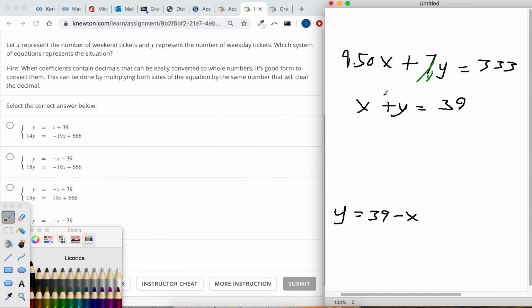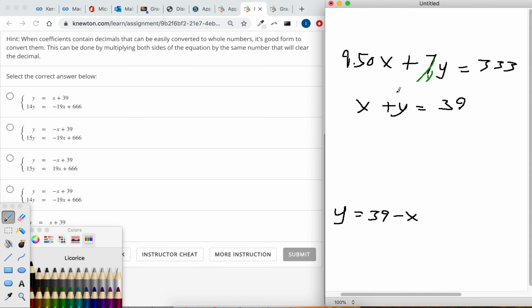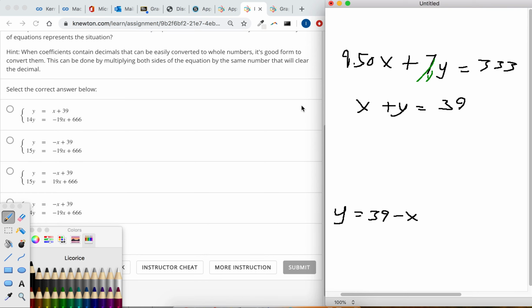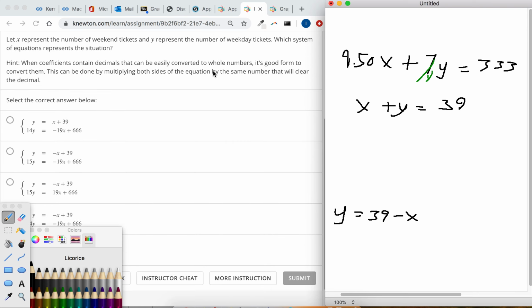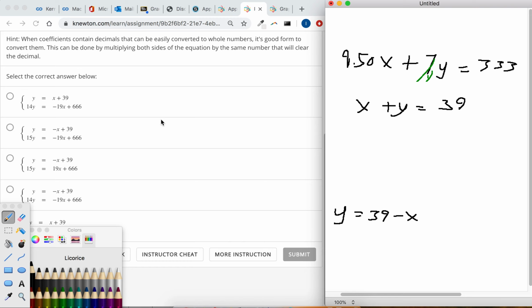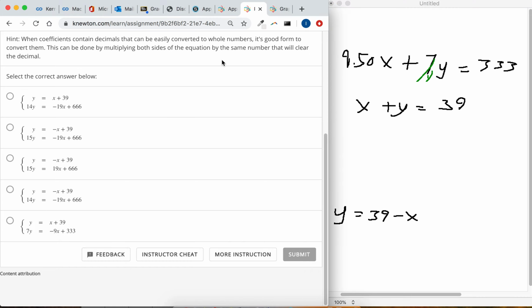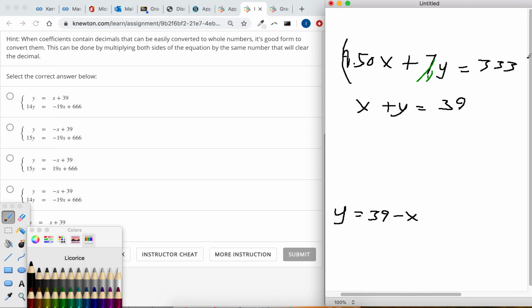You just have to subtract x from both sides. Now, trying to get y by itself up here, a little bit more involved. They say it's good to get rid of decimals when you can. When coefficients contain decimals that can be easily converted to whole numbers, it's good to convert them. So they're saying to get rid of the decimal by multiplying. I think they're trying to say multiply everything by 2. Because 2 times 9.5 makes 19. You no longer have a decimal. Or you can multiply by 10. There's an infinite amount.